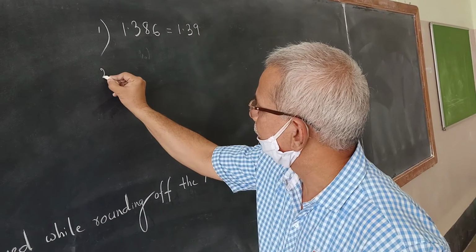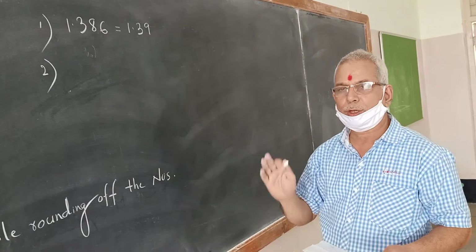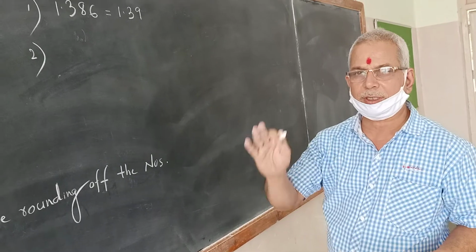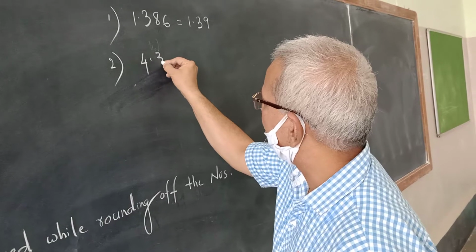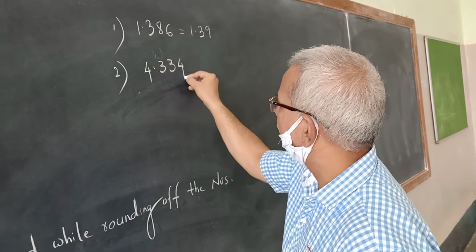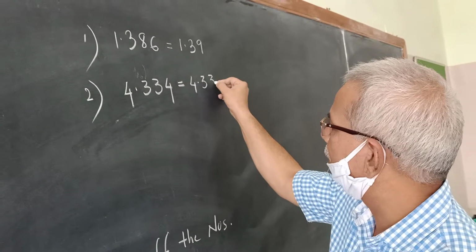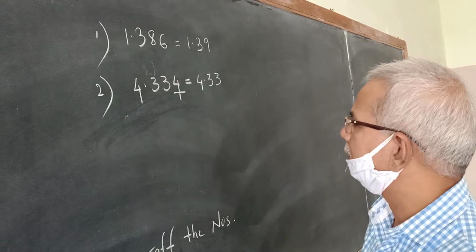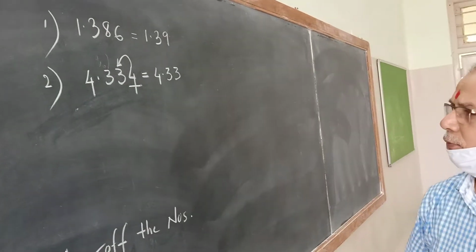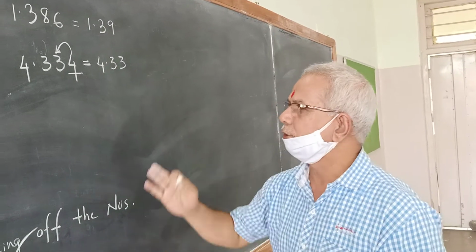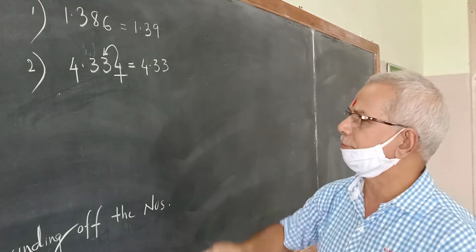Second point: if your last digit is less than 5, there is no need to increase the previous digit. For example, 4.334 is rounded off to 4.33, because the last digit is less than 5, so there is no need to increase the previous number by 1. Therefore it is kept as it is. So 4.334 is rounded off to 4.33.